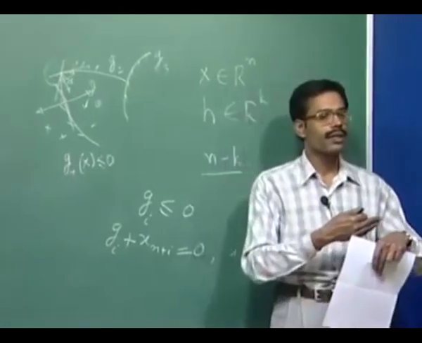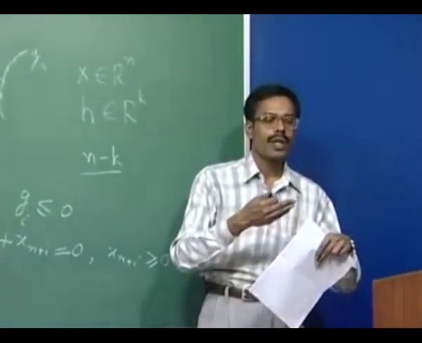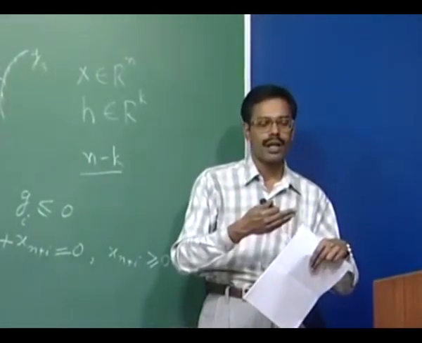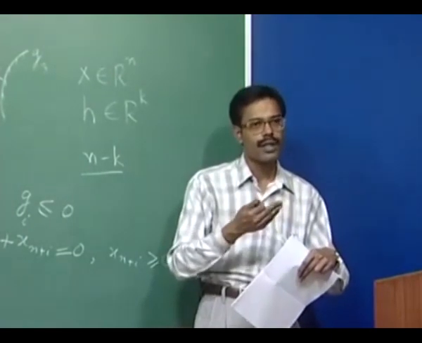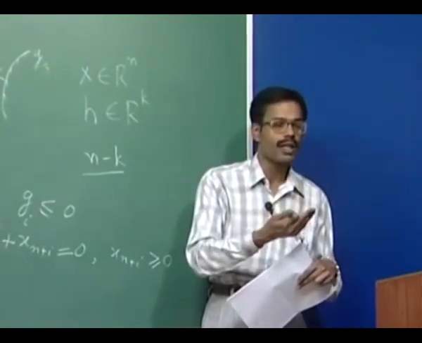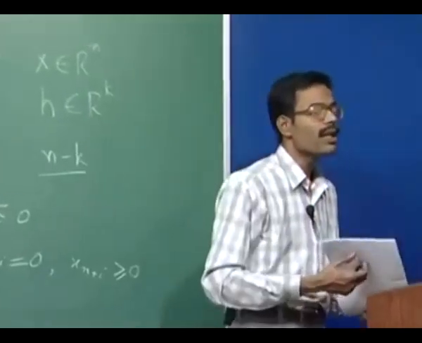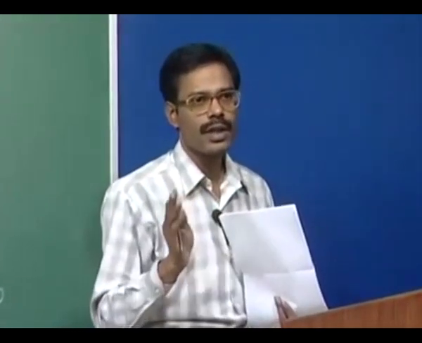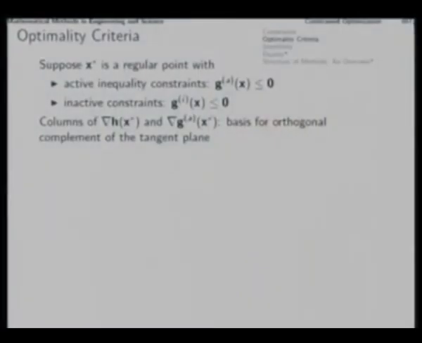So, if we can check that along all the feasible directions the function increases, the function does not decrease, then we will be satisfying the necessary condition for the point to be a local minimum. So, suppose x star is a regular point in which there are a few active inequality constraints and some inactive inequality constraints. And of course, equality constraints are always active.